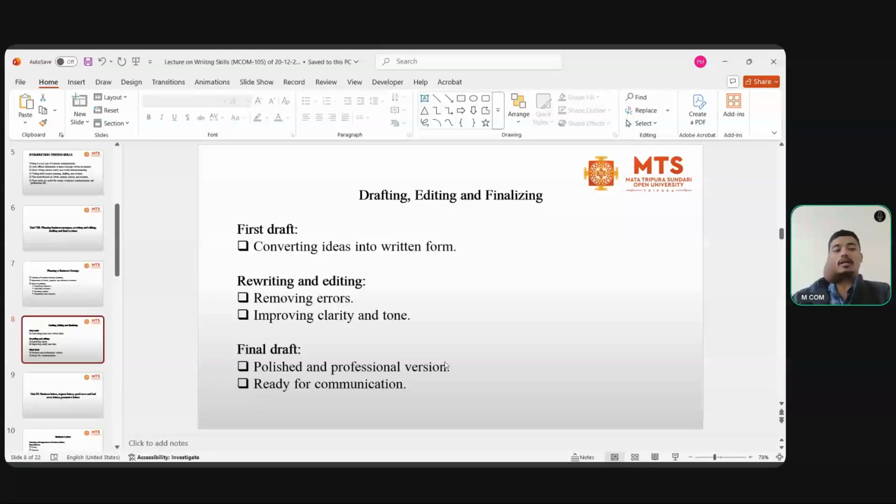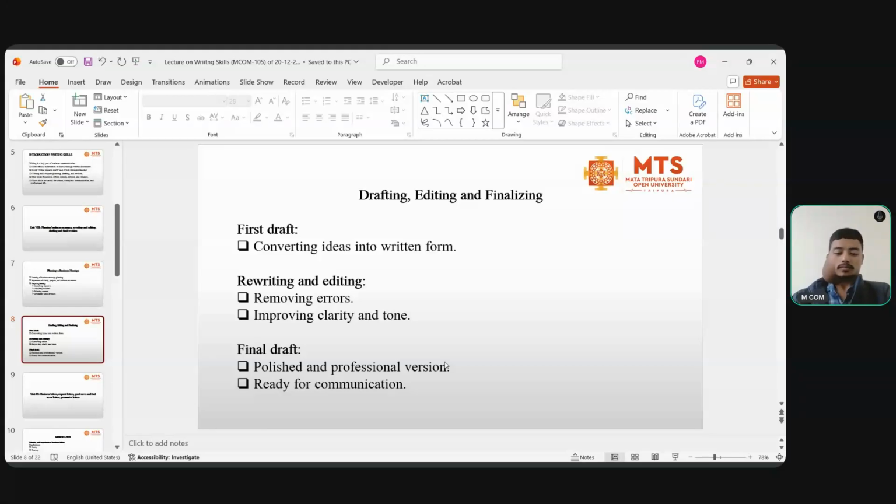The final step is the final draft. This is the polished and professional version of your message. It is ready to be sent or shared with the receiver. Good business writing always goes through these steps, not just casual writing. Writing once is never enough. Revisions make writing effective and professional.